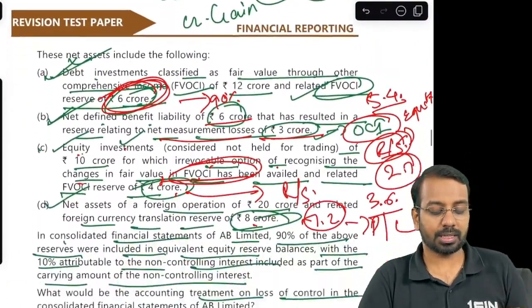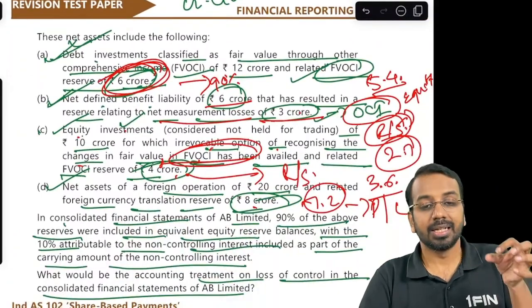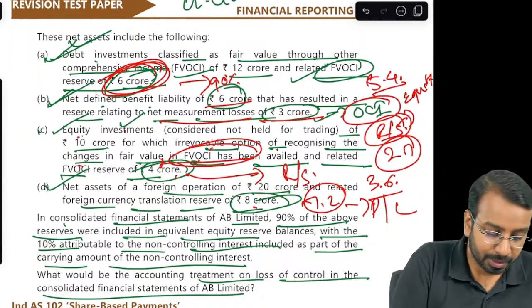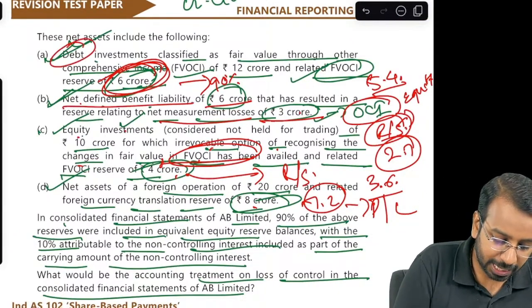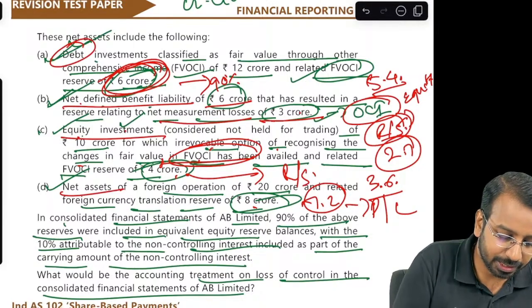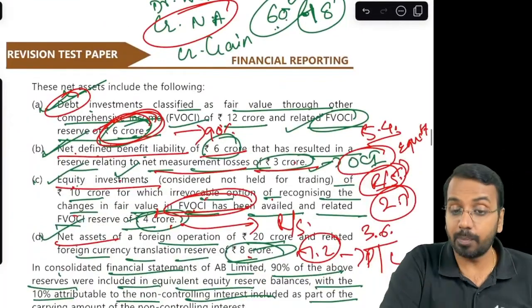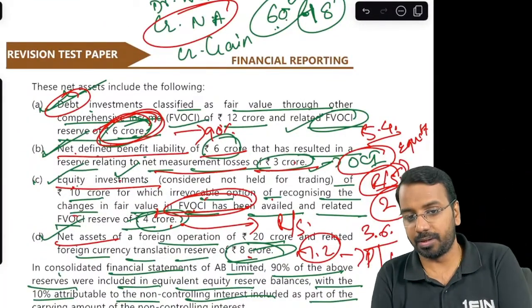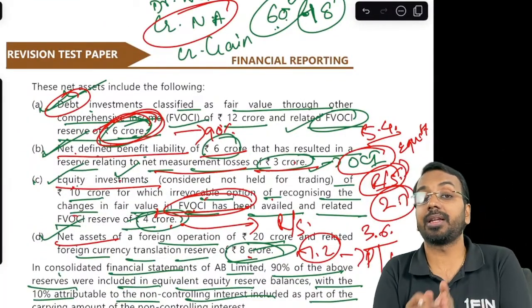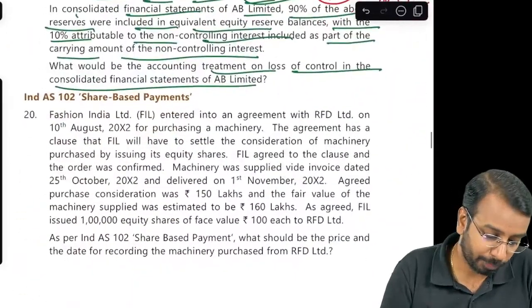Now the thing that you have to understand here is, these items, debt, net defined benefit liability, equity investment, net asset, these will be de-recognized along with this net asset. The reserve portion that you would have added to your respective reserves, that has to be reclassified in the consolidated P&L. Okay.